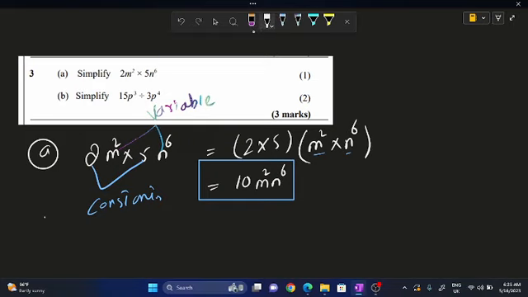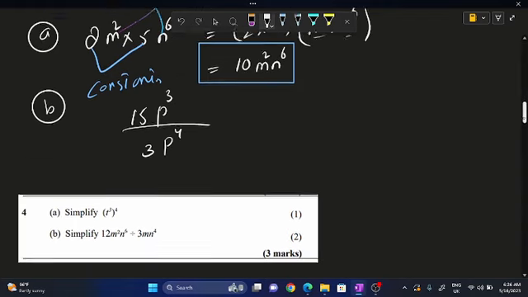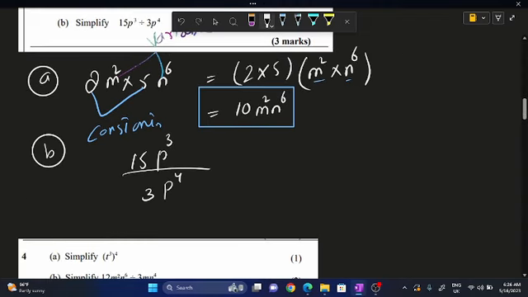Moving toward B. 15 p cube divided by 3p raised to the power 4. Definitely 15 and 3 are constants and these p's are variables. So 15 divided by 3 is 5. So 5 p cube divided by p raised to the power 4.